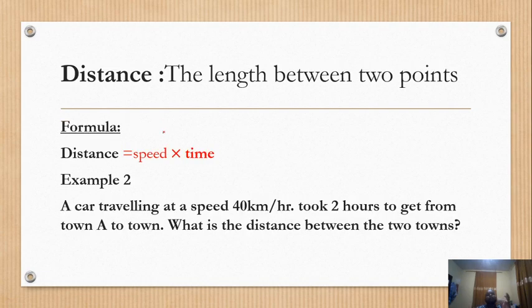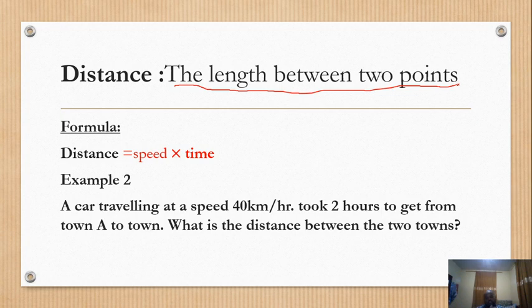Now let's see how to calculate the distance, the length between 2 points. What's distance first? Distance is the length between 2 points. Those 2 points could be two towns, two mountains, two people who are standing some distance from each other. It could be just two things, right? So that's what distance is.